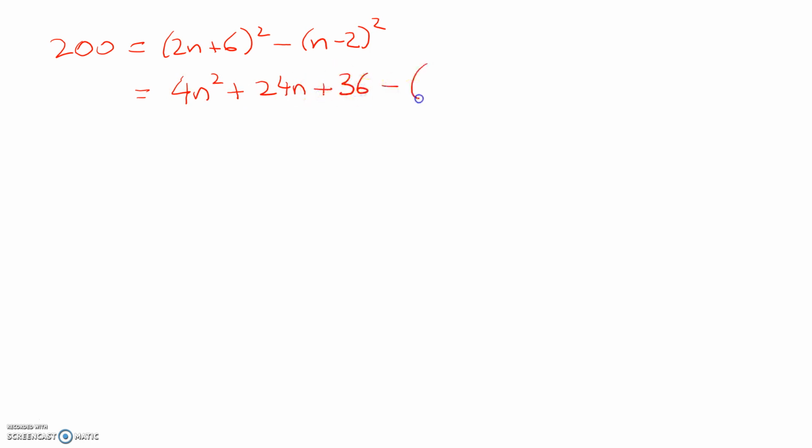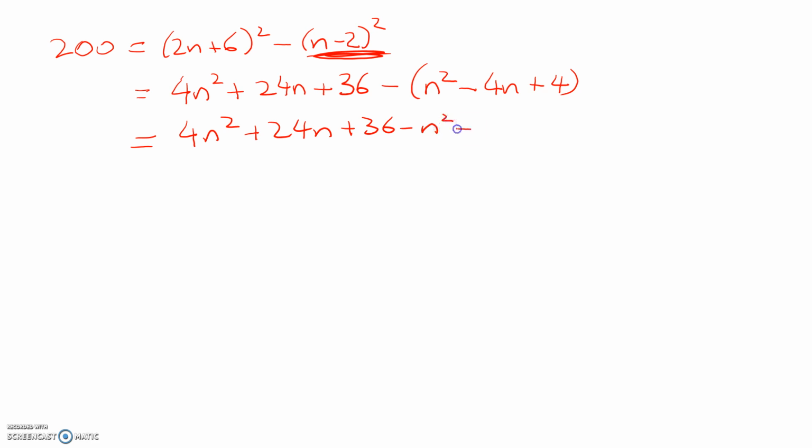Okay, so expanding, this is what I get. 200 is equal to, well, I'll write it out again. So here I get 4n squared plus 24n. I could have taken out the factor of 2 first, but that's okay. So plus 36 minus, now put this in brackets so you don't screw it up, n squared minus 4n plus 4 for this bit here. Be really careful with those brackets. Okay, now we're going to have 4n squared plus 24n plus 36 minus n squared plus 4n take away 4, right? A big mess, but it's going to crunch down to give me 200.